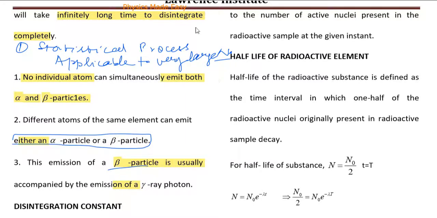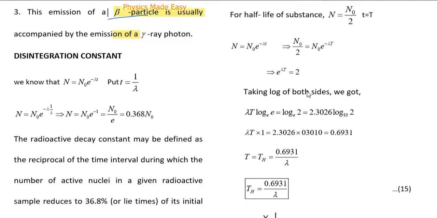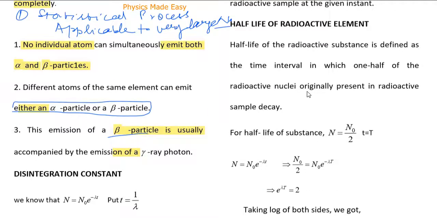For example, there is a famous reaction: bismuth breaks up into lead, and then gamma radiation is emitted. That we will do in gamma radiation, rest assured. The important point is no individual atom can simultaneously emit both alpha and beta particles. That means this reaction is invalid.